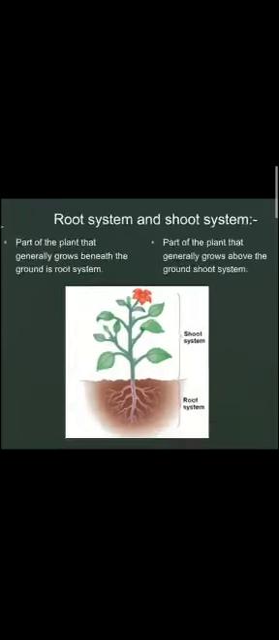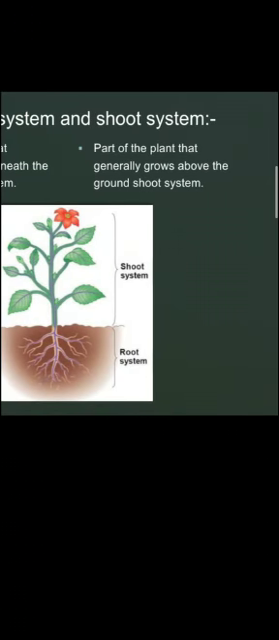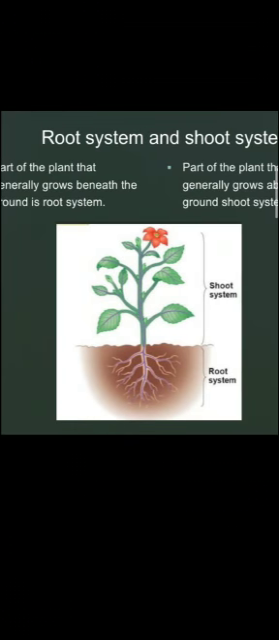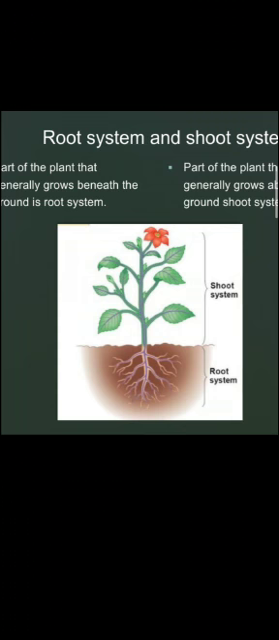The clear image of both is here, root system and shoot system. The arrows are clearly identifying the difference between both systems.